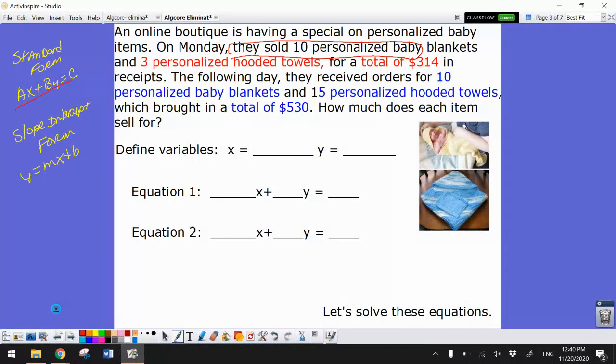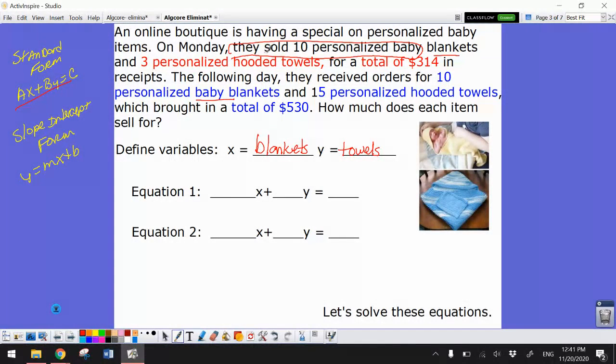Well, remember back to semester 1 when we were talking about standard form equations, we know that the first thing we come across is going to be my x. So if I read either sentence, the first thing they came across were baby blankets. So my x, when I define my variables, is going to be my blankets. That means the y is going to be the hooded towels. Okay? All right, now let's write our equations.